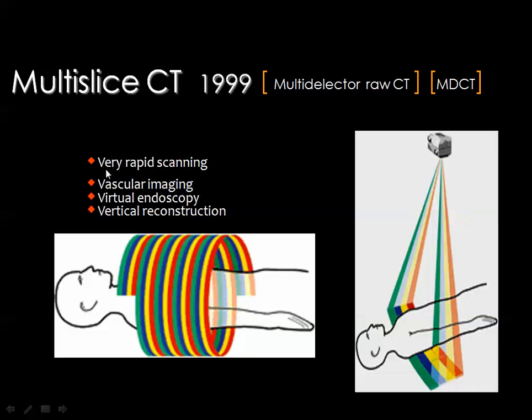Number 1 is the very rapid scanning. Number 2 is the vascular imaging. You can see the vessels by just injecting contrast media inside the vein. Then you order the machine to scan whenever the contrast medium has reached the desired vessel. Also, you can do a virtual endoscopy of any part of the body, including a tube, you can go through it. And also you have the multiplanar reconstruction. As I have shown to you, you can reconstruct the transverse sections into the coronal plane or the sagittal plane or even in a 3D reconstruction.